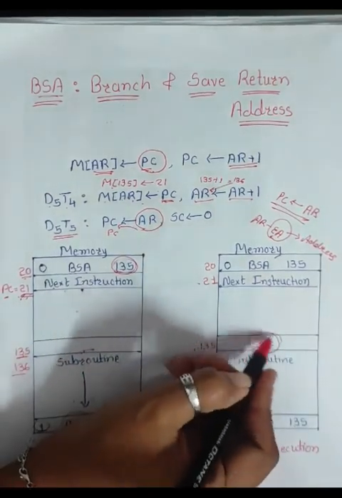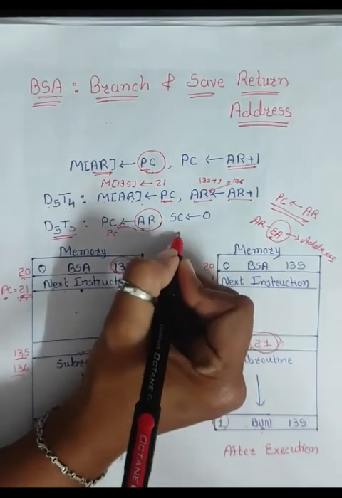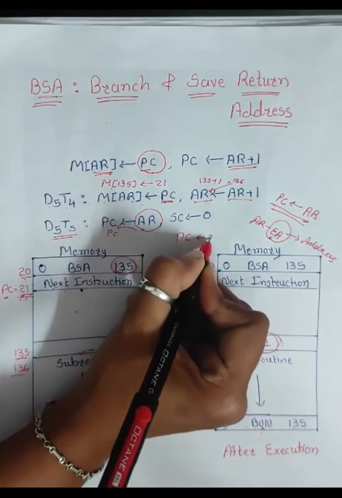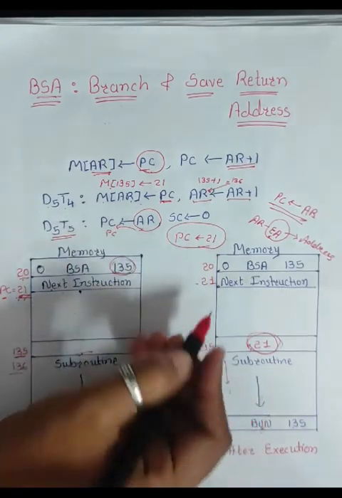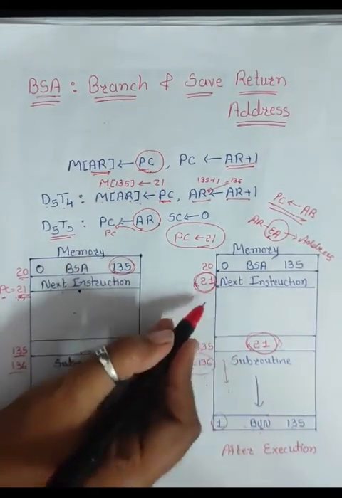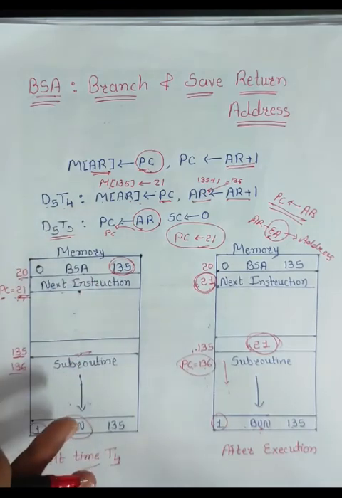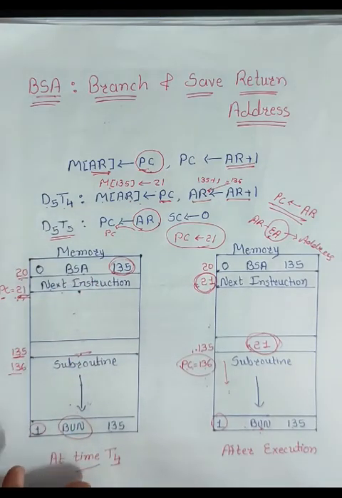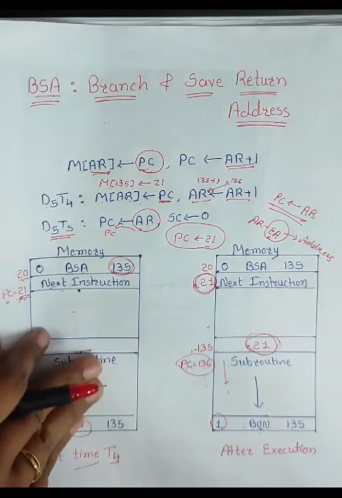At 135 what I am having, 21, so that value it will give to the program counter. So at the end of the execution of my subroutine, my program counter will again get back to this location, and that location is 21, and so on the next instruction will be executed, right? So it is a little bit confusing, but not that much complicated. If you understand it properly, it is very easy, right? So this is BSA instruction.